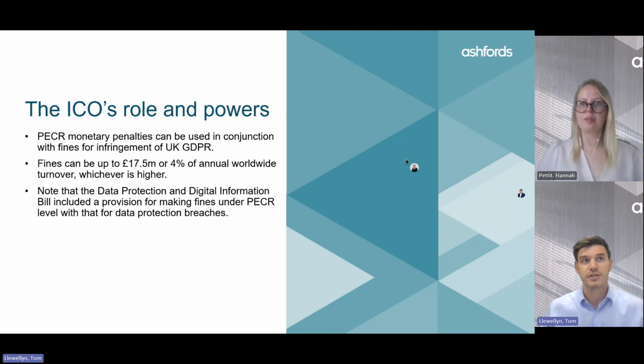It's worth noting that the Data Protection and Digital Information Bill that was going through Parliament prior to the general election, and which wasn't passed and has fallen to one side at the moment, did include a provision for making fines under PECA level with data protection breaches. But at present, there's no indication that is going to be back before Parliament anytime soon. So for now, the limit is 500,000.